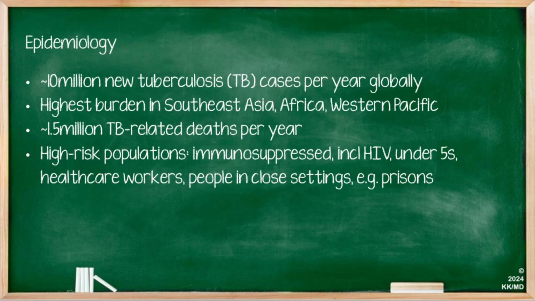In terms of its epidemiology, it has about 10 million new cases of TB globally every year. And it has the highest burden in Southeast Asia, Africa, and Western Pacific. Approximately 1.5 million TB-related deaths happen per year also globally. And the highest risk populations are those who are on chronic immunosuppression, including infants, those with HIV that is poorly controlled, and also healthcare workers and people in closed settings such as prisons.